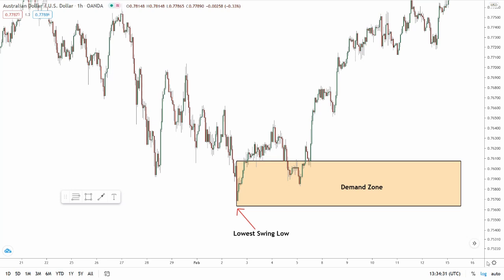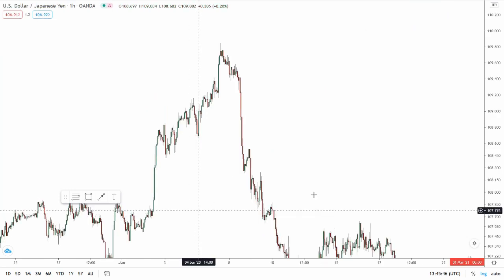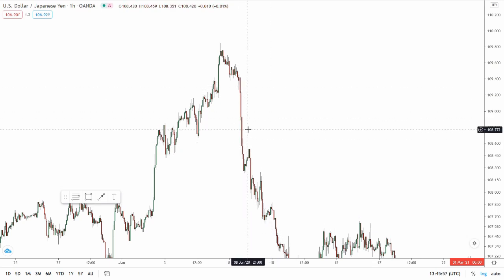Now let's do the same again, but this time for supply zones. With supply zones, we always start by finding the most recent highest swing high. In this example, that's this high in the middle. Next, locate the takeoff point, the point where price suddenly broke lower and big bearish candles started forming, down here in our case.